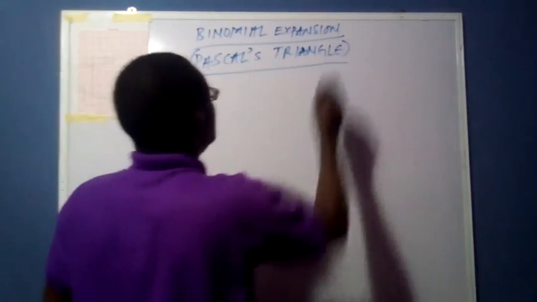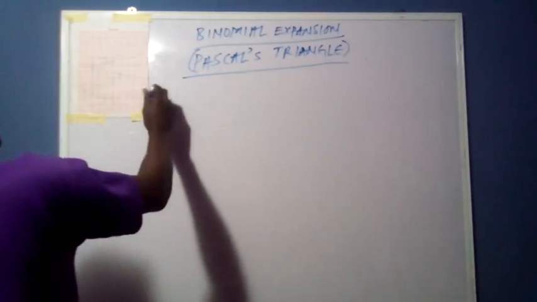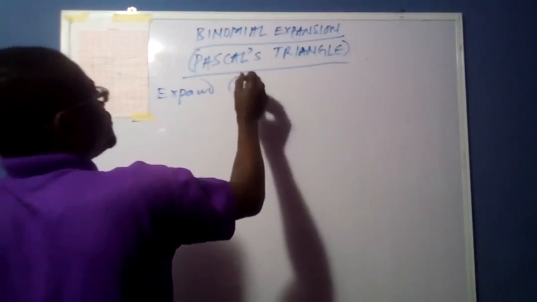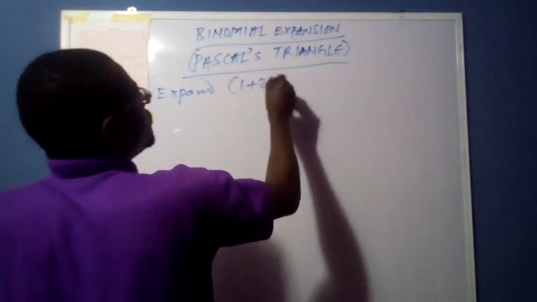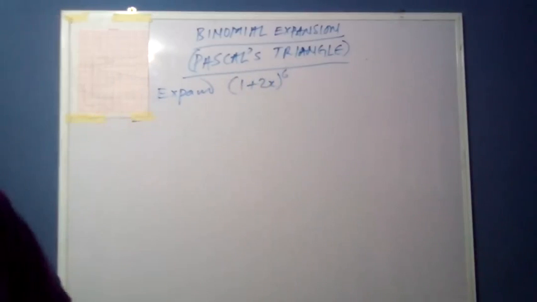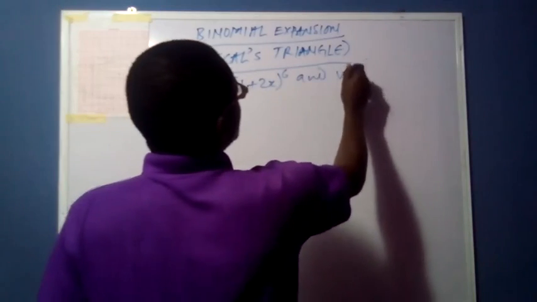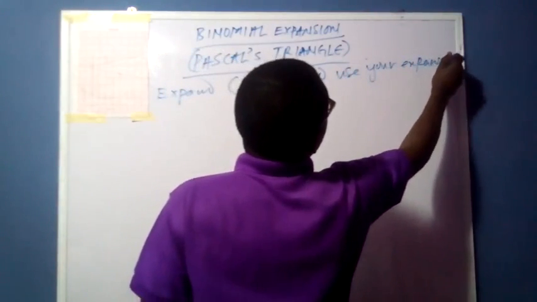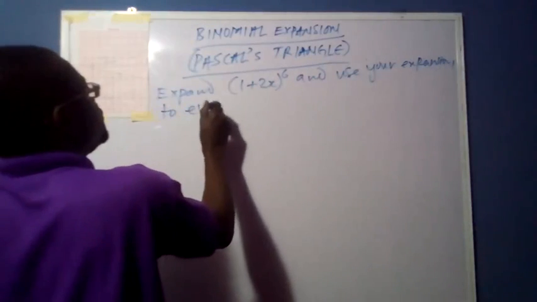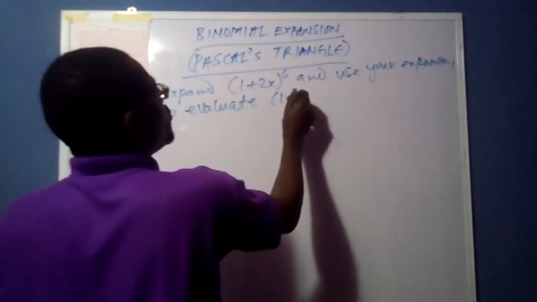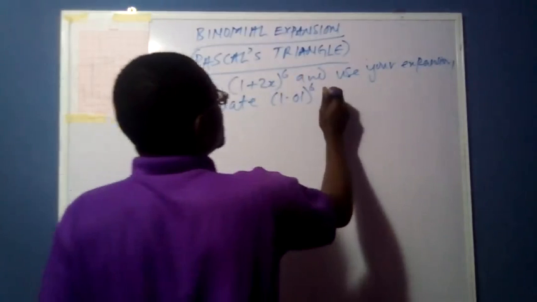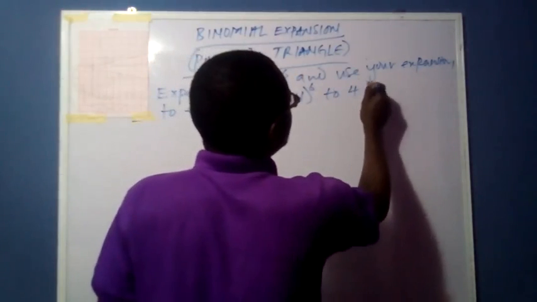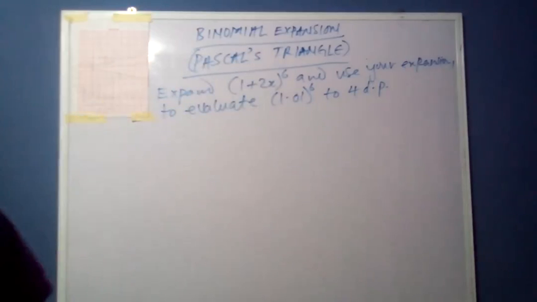Now, let us take for instance we have to expand something like 1 plus 2x raised to the power 6 using Pascal's triangle, and use your expansion to evaluate 1.01 raised to the power 6 to 4 decimal places. Okay, let's check out this question.